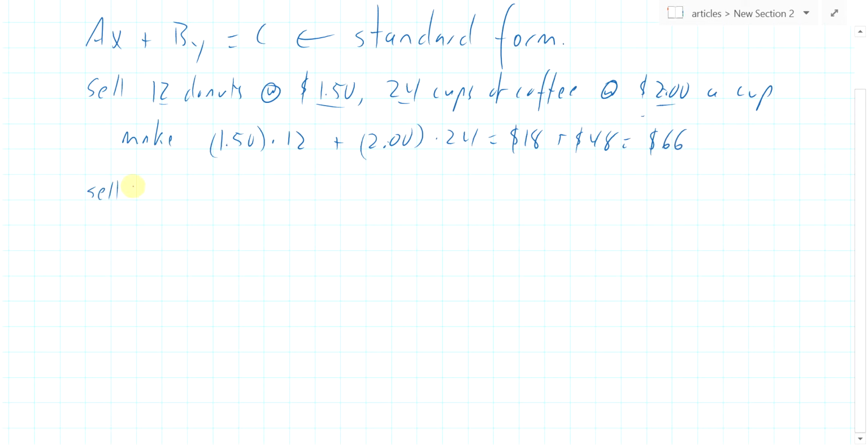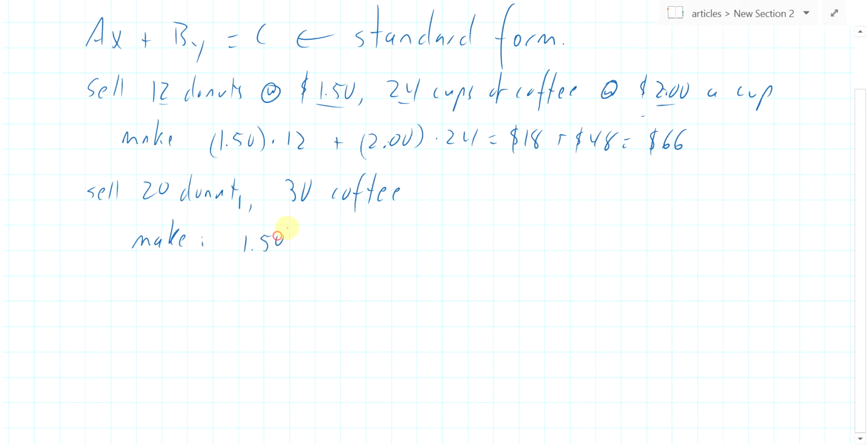Well, suppose the next day we get a few more customers coming in, and we actually sell 20 donuts and 30 coffees. So 20 donuts at the same price and 30 cups of coffee. So how much do I make now? What is my revenue? How much money do I have coming into my little donut store?